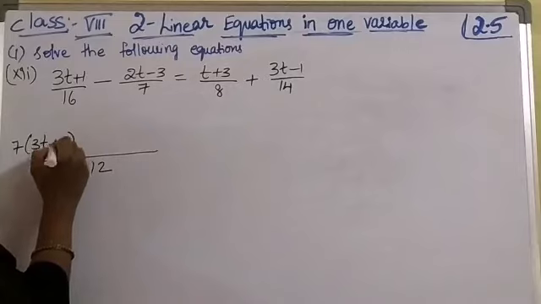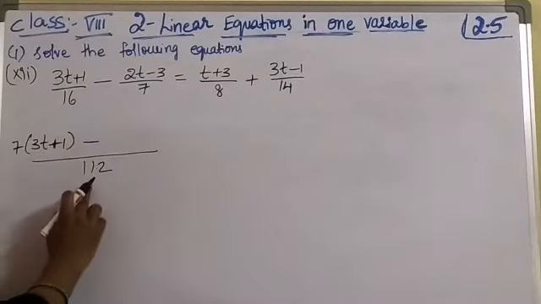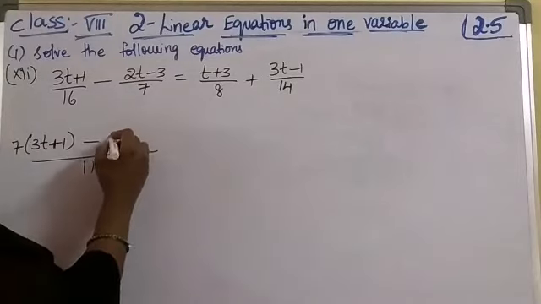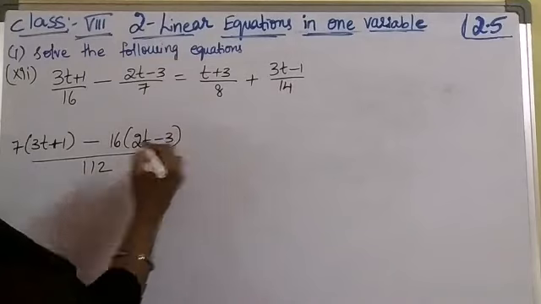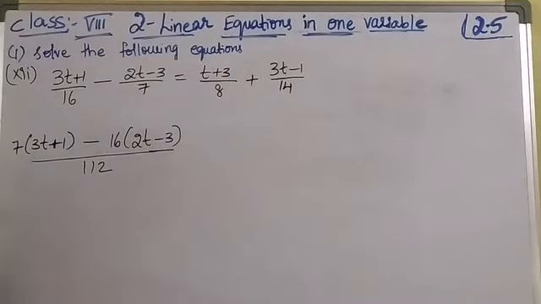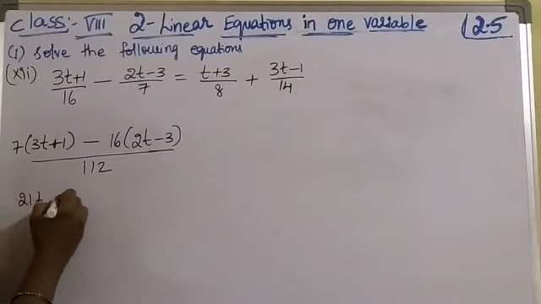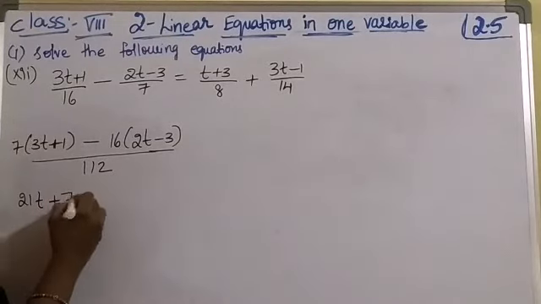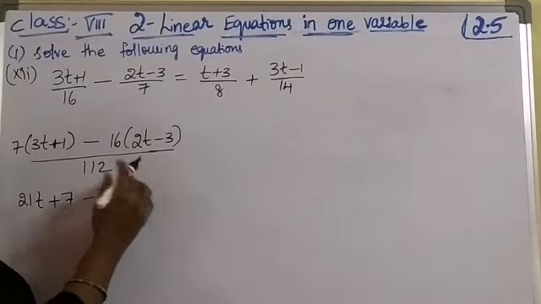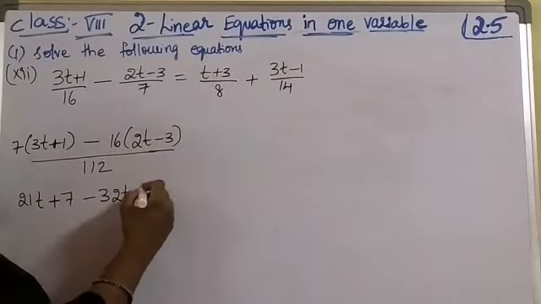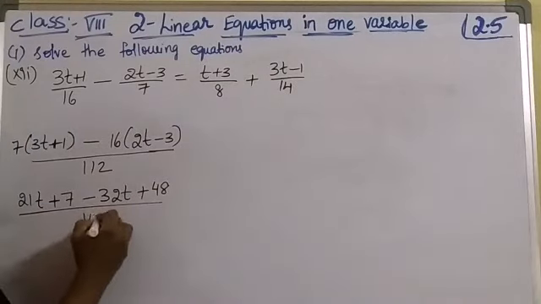You should keep that in full bracket. Minus, how many times will 7 go in 112? 16 times. So 16 into 2t minus 3. First I am doing the LHS solution here. Now 7 3s are 21t plus 7 1s are 7, distributive property, minus 16 2s are 32t, and minus into minus plus, 16 3s are 48 by 112.